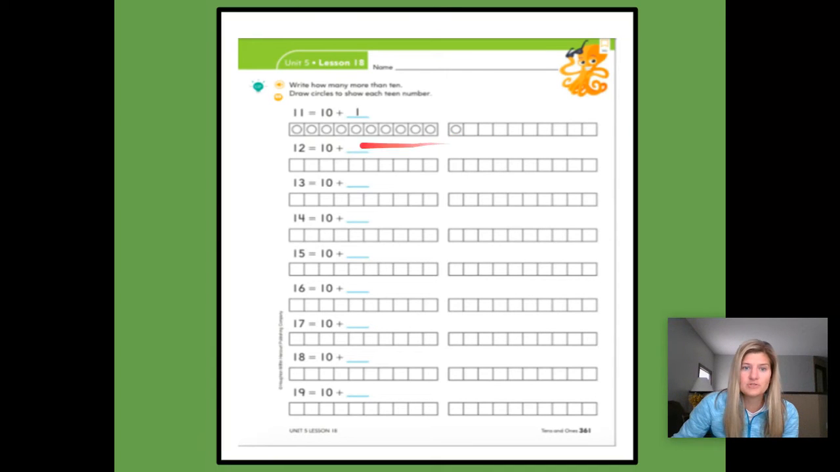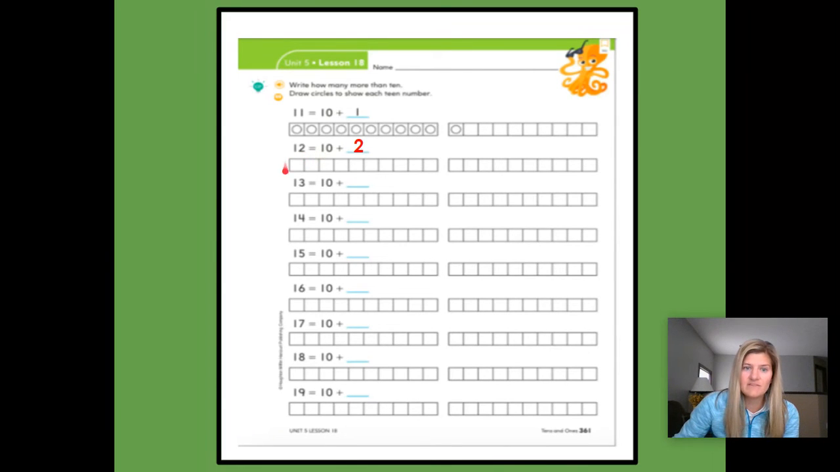Let's look at problem number 2. We look at the total is 12, so we need to fill in the missing number first. So 12 equals 10 plus, and the missing number is 2. You're right. Now our next job is to fill in the circles.